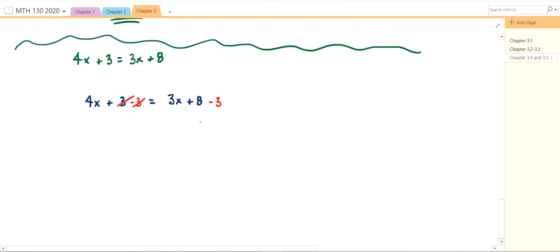That eliminates that. 8 minus 3 is 5, plus 3x equals 4x. Okay, I need now to get this over here so I can help isolate. So I need to get all the x's on one side, minus 3x. So again, these cancel, we end up with 5 here. So minus 3x plus 4x is just x. x equals 5.